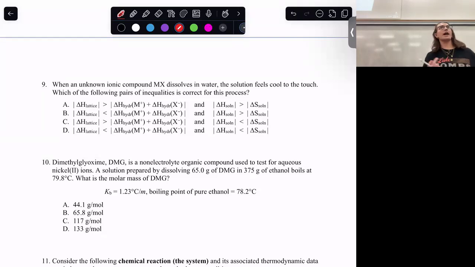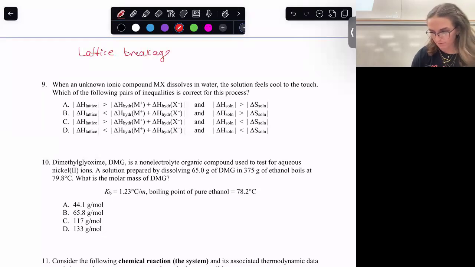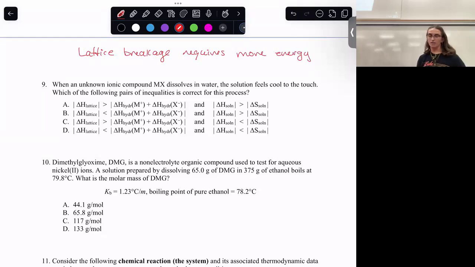The lattice, right? The lattice has to require energy. It has to take energy in from the system. Once we dissolve everything, there's not enough energy released to make the system warm, right? It remains cool. So the lattice breakage requires more energy here. And we know that because the solution feels cool to the touch. So it's an endothermic process.